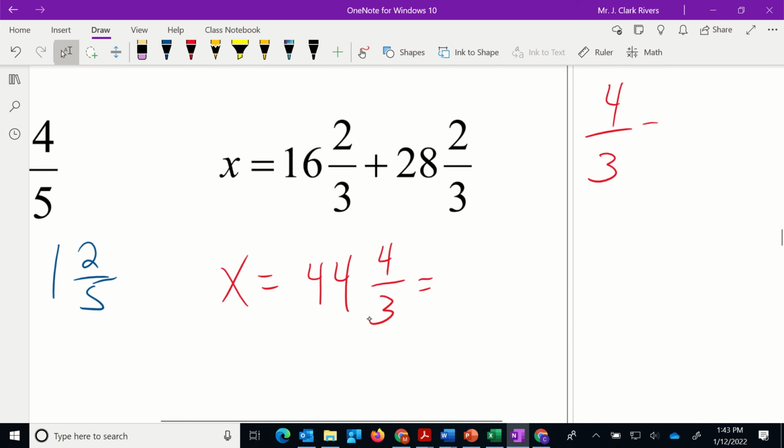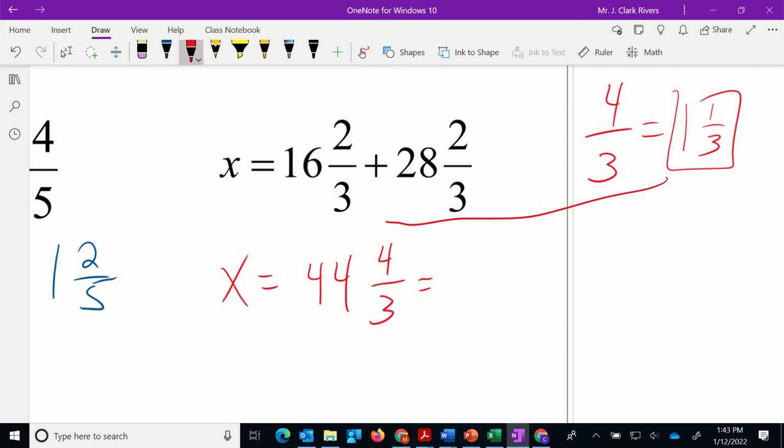Taylor, what is 4/3 as a mixed number? 1 and 1/3, right? There's one group of 3 in 4, and we're left with 1/3 left over. So if we add 1 and 1/3 to 44, we get 45 and 1/3. Okay, 1 and 1/3 added to 44 is 45 and 1/3.